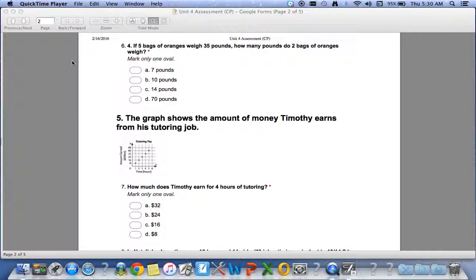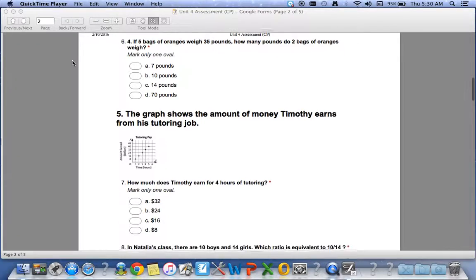Number 5. The graph shows the amount of money Timothy earns from his tutoring job. How much does Timothy earn for 7 hours of tutoring? This would be number 7 on your test. A. $32, B. $24, C. $16, or D. $8.